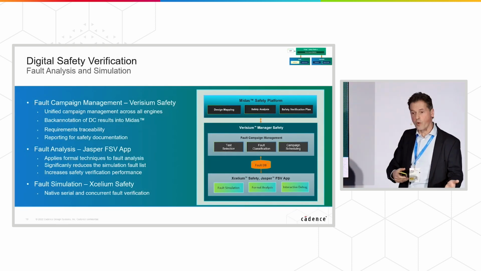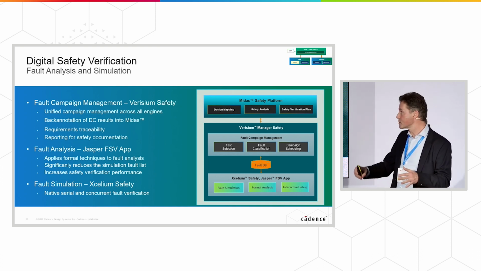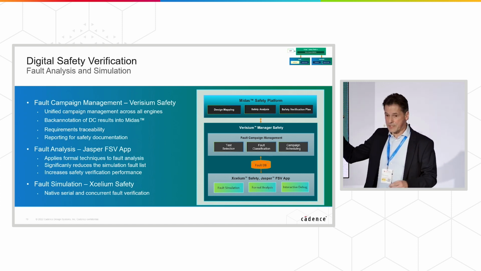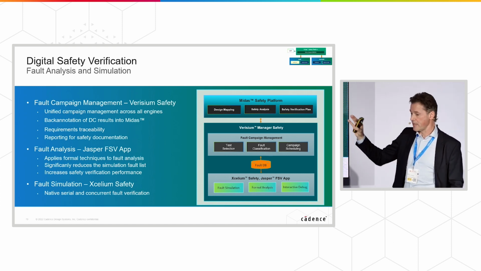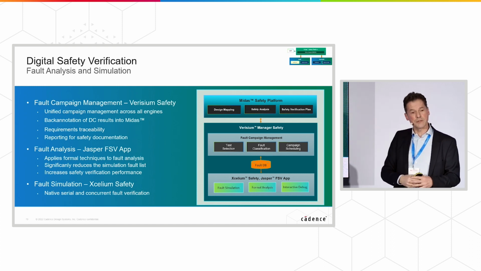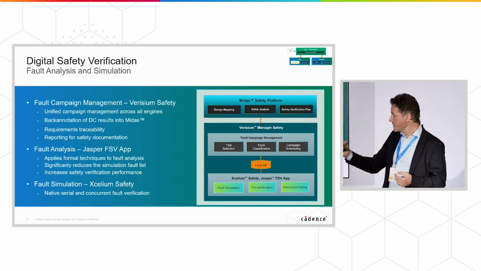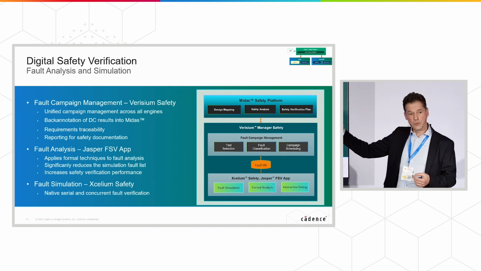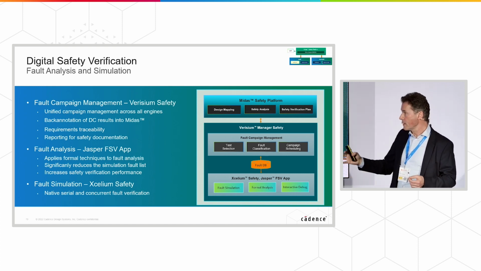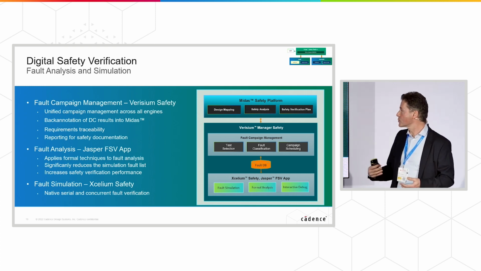How many safe faults, how many dangerous detected faults, how many dangerous undetected faults, all these metrics you get out of Verisium. So that means Verisium is doing the fault campaign management across our simulation and formal engines in one single environment. You can back annotate your results. You can use traceability tools that have an interface to Verisium, and you can generate reports that you can use for your safety manual as documentation.